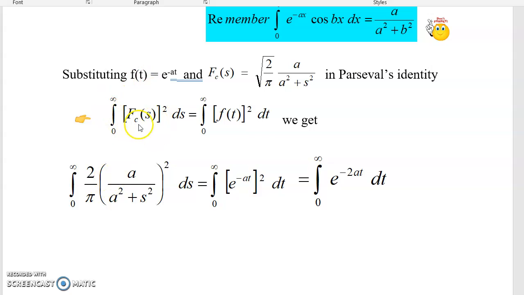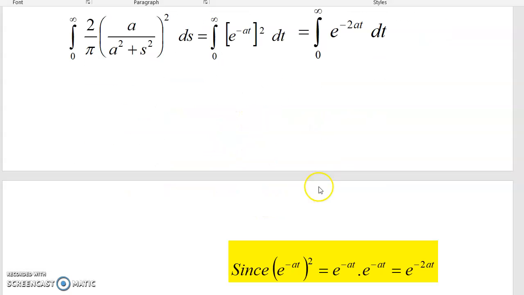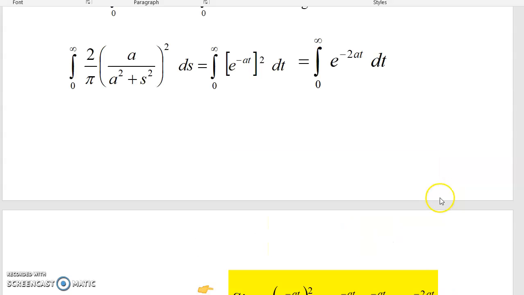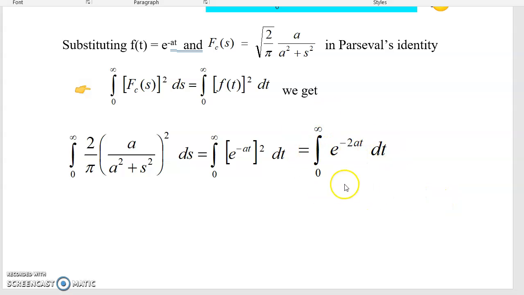Okay, in the place of FC of S, let us substitute. So this is FC of S, square this. So when you square this, you have like this. And F of T is e power minus at. And when you square e power minus at, we have e power minus 2at. So remember, e power minus at whole square is going to be e power minus 2at. So here you can see that e power minus at whole square is actually e power minus at into e power minus at, which is e power minus 2at. So the right side is e power minus 2at, and that you can easily integrate and get the answer.